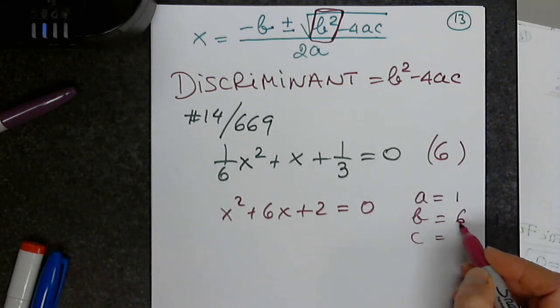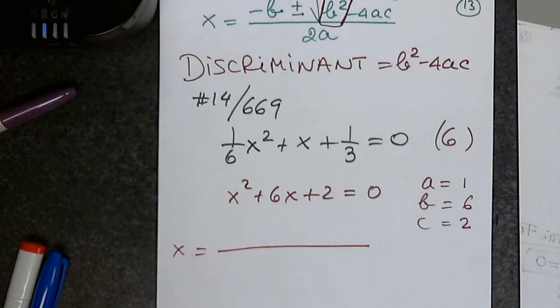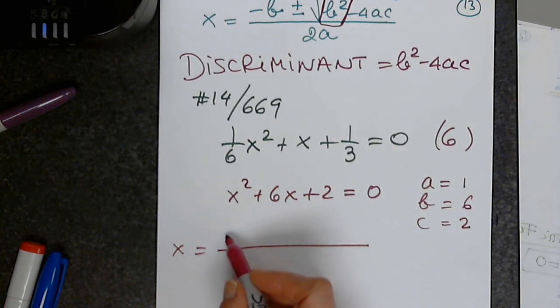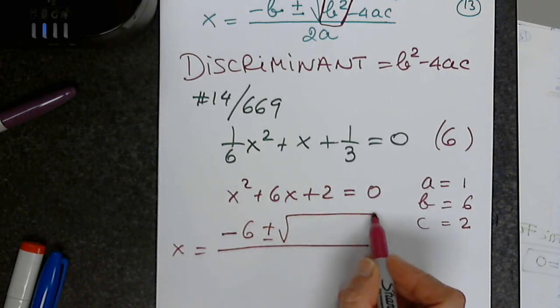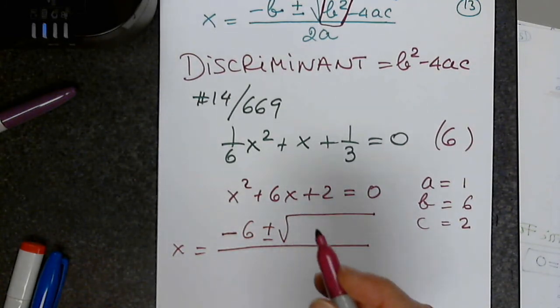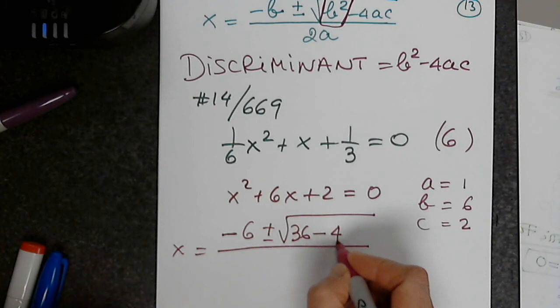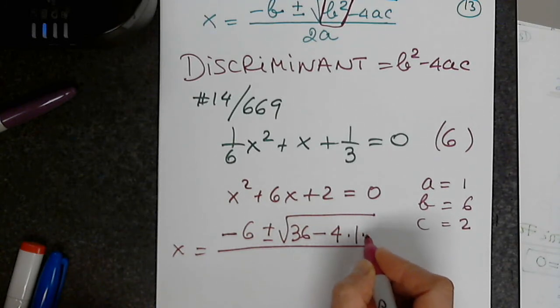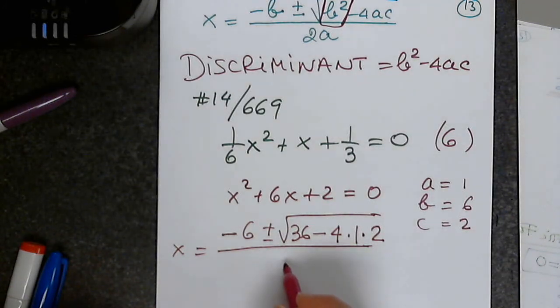1, 6, 2. So now let's write the quadratic formula. Negative b plus or minus the square root of b squared. This number must be positive. The first thing I write under the square root. And then minus 4 times a times c, divided by 2a.